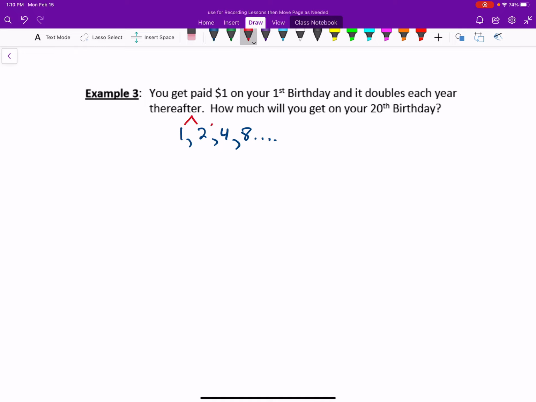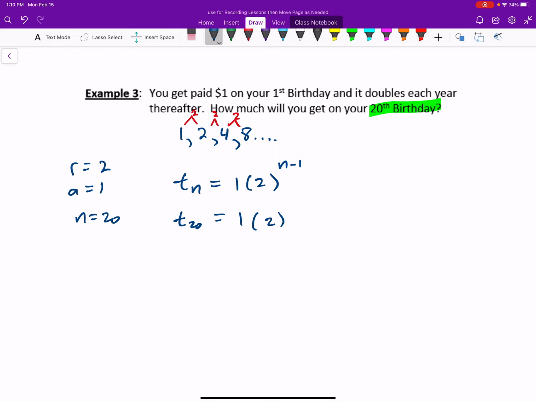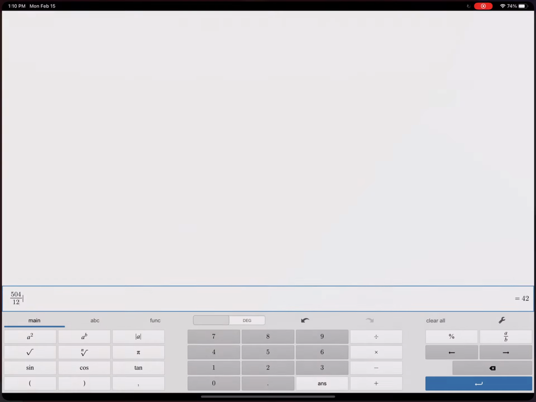Well, it's going up by 2 each time. That's the ratio, doubling. So r equals 2. Our first term is 1. T sub n is going to be 1 times 2 to the n minus 1. So on our 20th birthday, that means n equals 20. So t sub 20 equals 1 times 2 to the 20 minus 1, which is just 19, of course. So 2 to the 19.